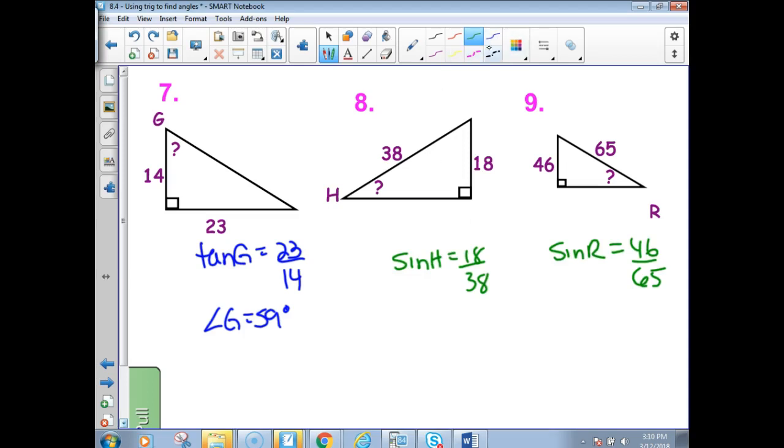Okay, I'm just going to ask a few of you what you got. What was angle H for number 8? Olivia? Angle number 8. You got 28 degrees? Okay, are we good? And how about number 9? Abby? 45? Okay.